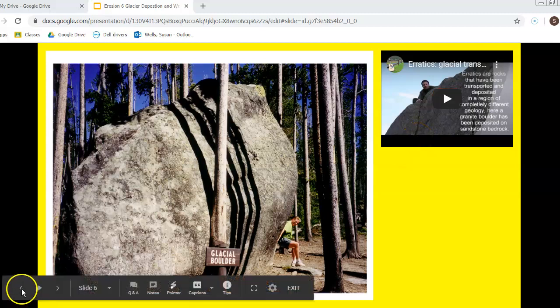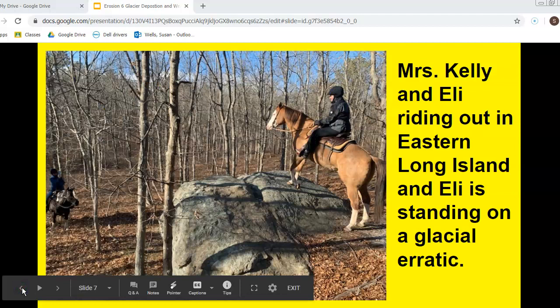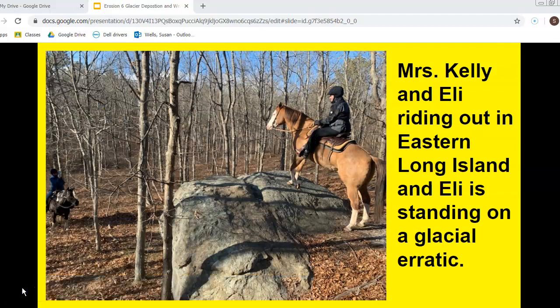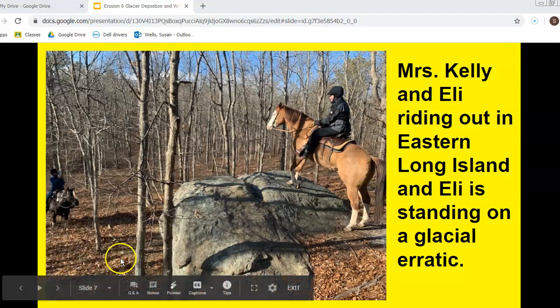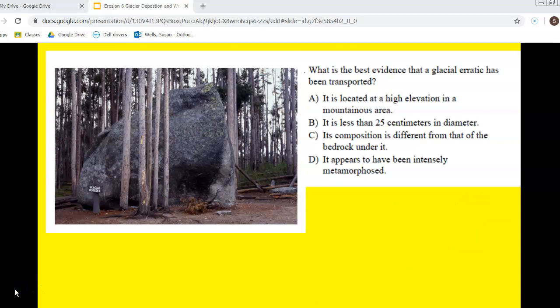So listen to that. As many of you know, Mrs. Kelly loves to ride horses, and this is her horse named Eli. And she is riding out east, and she's putting her horse on a glacial erratic. So they're just standing on it. It doesn't match the bedrock beneath it. This picture should be familiar. It was Mr. Kelly looking, trying to hold up this glacier.